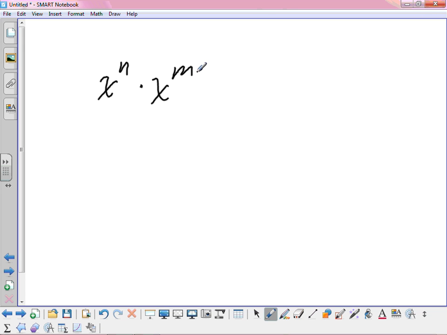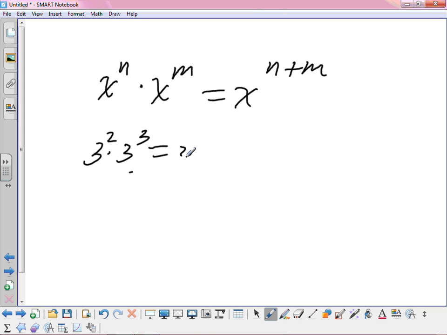If you multiply two of these creatures, okay, so you're putting together so many factors and so many more factors, so altogether you should have n plus m factors. So if you just look at factors of 3, like 3 squared times 3 cubed. You list 2 of them, you list 3 of them, so altogether 5 of them, right? So that's all that rule says.